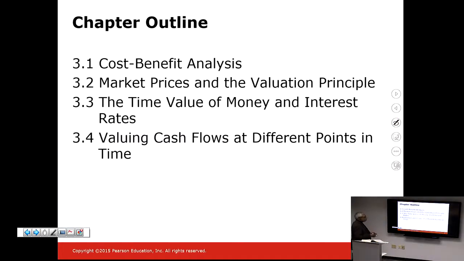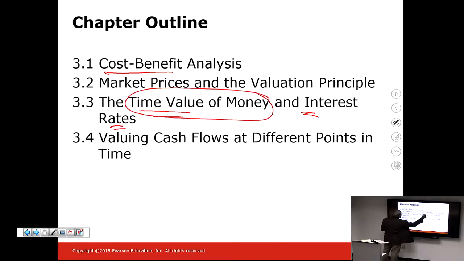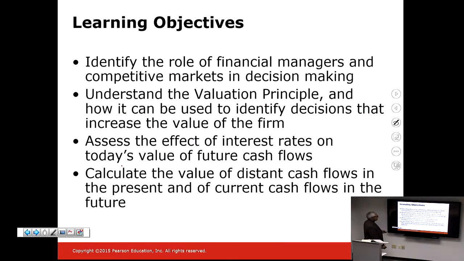What is the framework through which we approach this analysis? What we do over here is start with a very simple cost and benefit analysis. And then what we really want to dig into is the time value of money and the role interest rate plays in determining the time value of money. And once we establish that framework, then we can value cash flows that occur at different points in time. So that's the course objective.